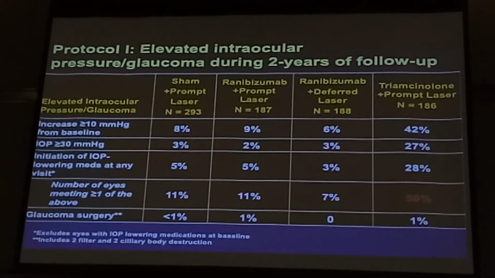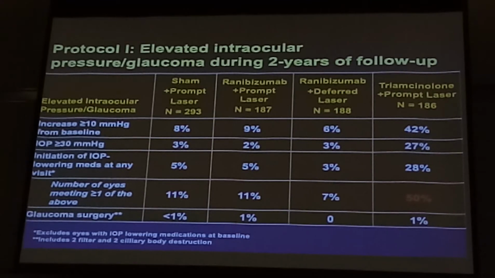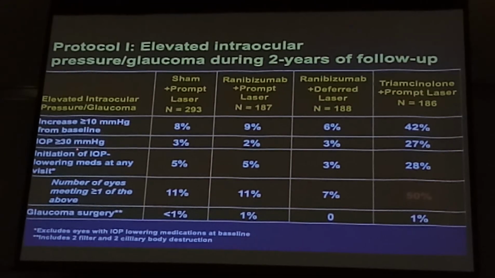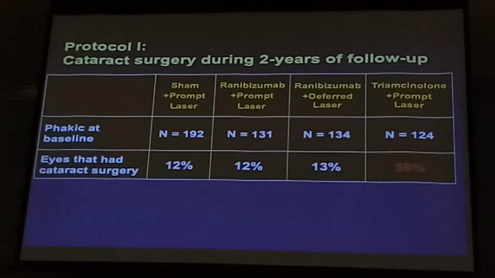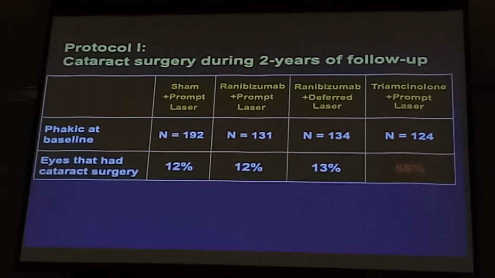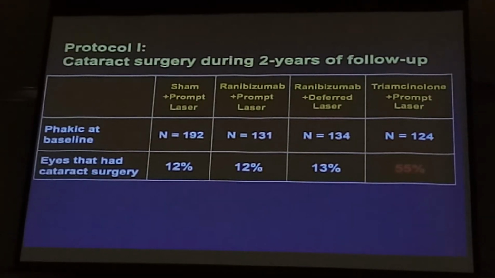I mentioned triamcinolone. It works really well in the first few months. You dry the macula, vision looks good. But if the patient is phakic, the problem is pressure, IOP. In this case, 50% had either more than 10 or 30 millimeter increases, or needed medication, or more than 50% required surgery for cataract. And this is the thing that we are trying to avoid. We don't want to create a second problem just by giving intravitreal triamcinolone. So this is not the way that we manage diabetic macular edema now. We try not to give steroid if the patient is phakic.